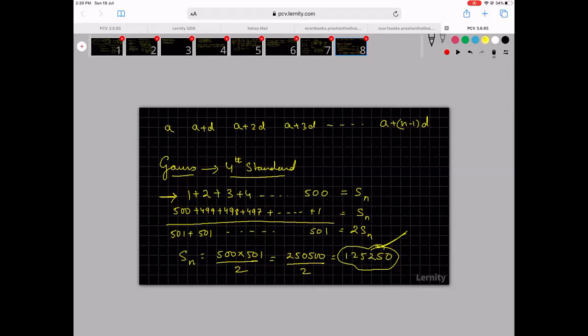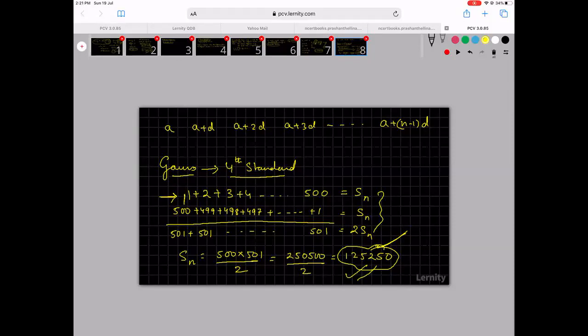Okay, did you understand how he added these set of numbers? He wrote the numbers 1 to 500. He wrote the reverse of the numbers 1 to 500. Now when he did one-on-one addition, every number was the same. Now because there are 500 numbers, it became 500 into 501 by 2, and that gives 125,250.